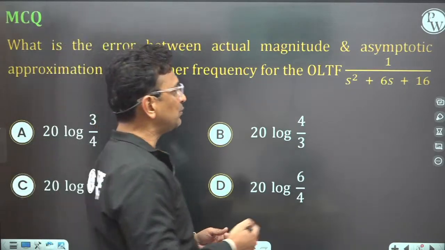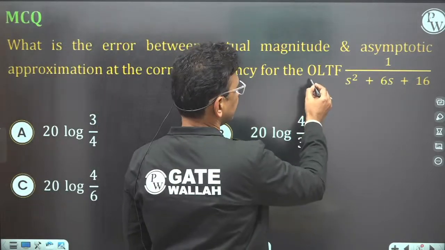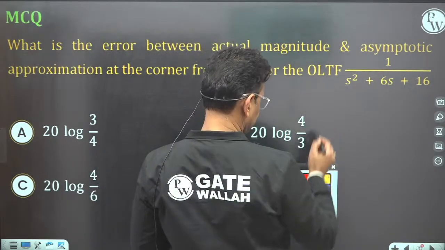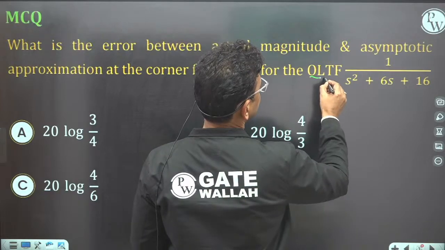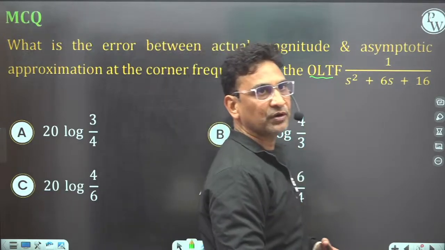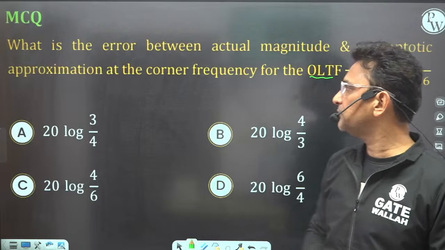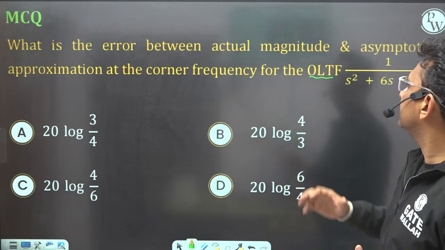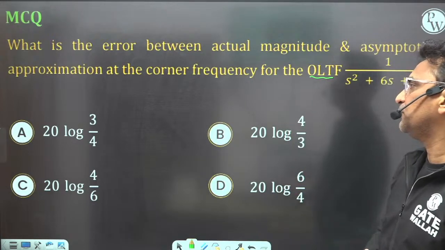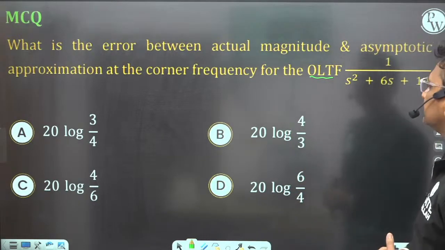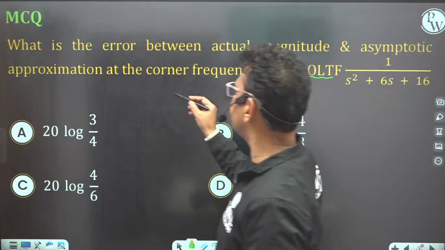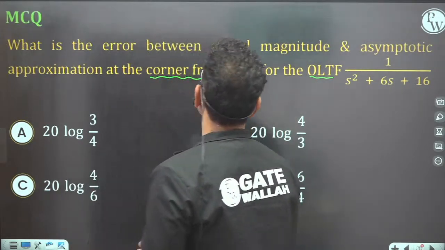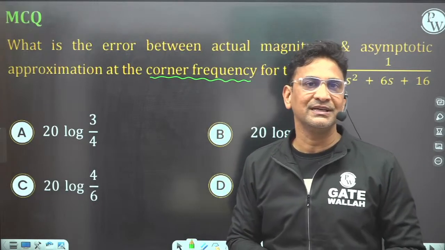That means the open loop transfer function of a system is given, which is 1 upon s square plus 6s plus 16. If you draw the Bode plot, we can draw two types of Bode plot. One is the actual Bode plot and the second is the approximate asymptotic Bode plot. So find out the error at the corner frequency between the actual plot and the approximate plot.